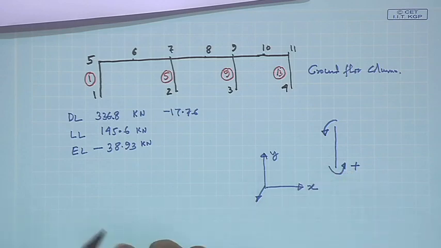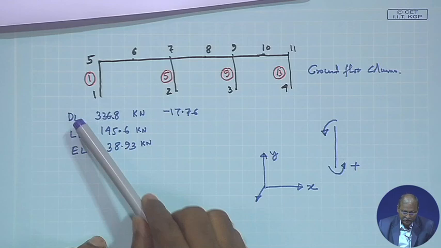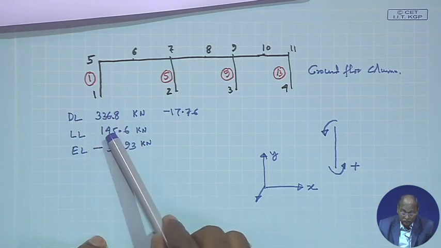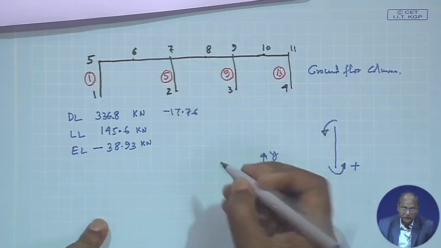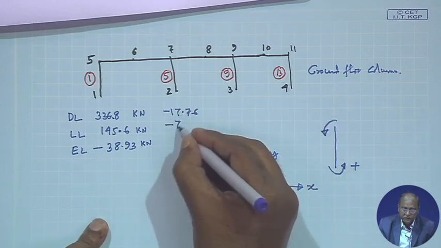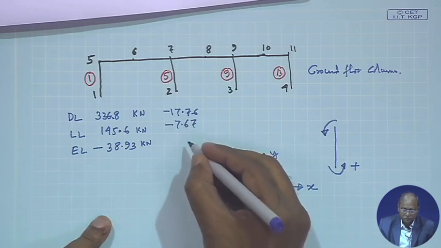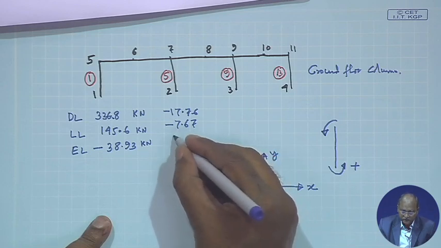So, we have got this particular value here, this value we have got it here, dead load. So, means at this particular point we are getting this value and minus 17.76, then minus 7.67 and then 55.67.